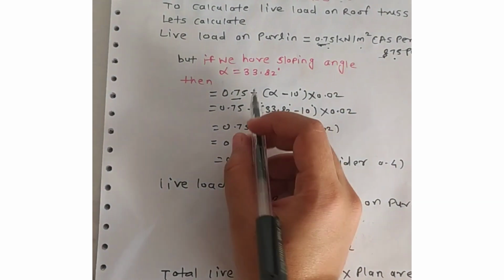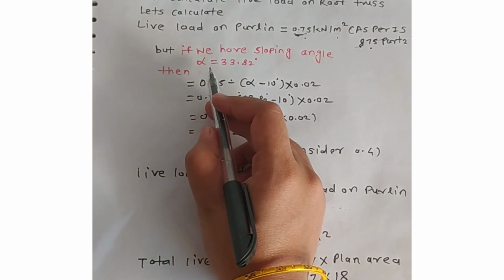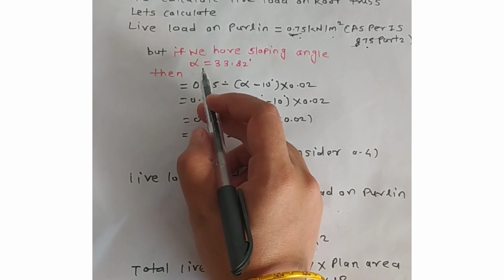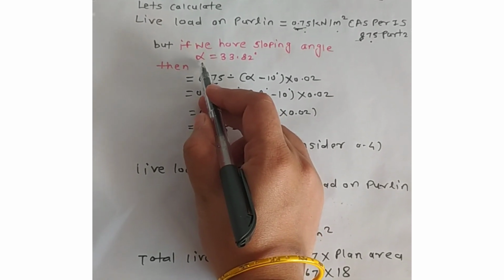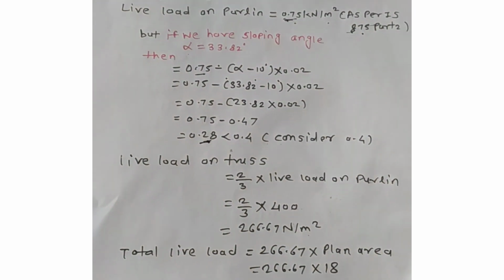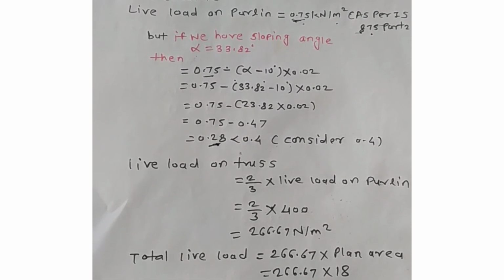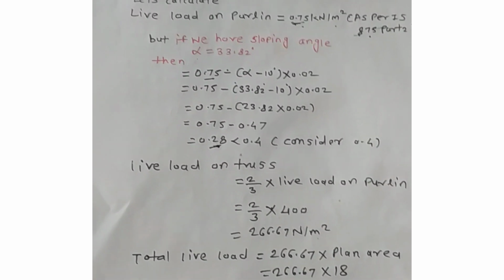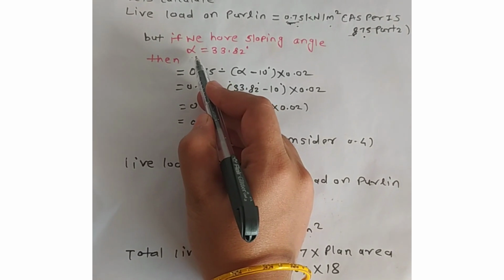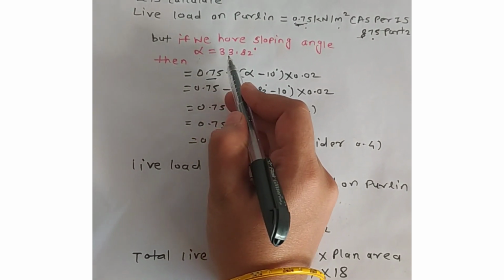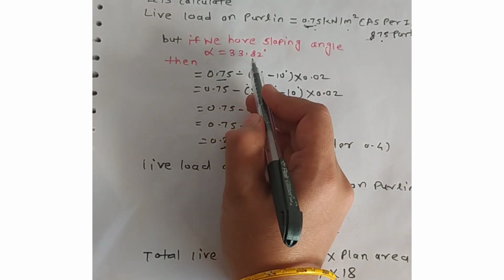But if it is greater, like my angle of roof truss, I have calculated this angle of roof truss in my previous video. I'll give you the link in description box, just go through it. So you will find that my angle of roof truss has come out to be 33.82.